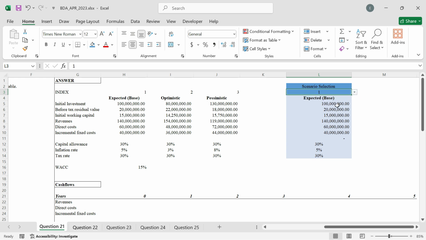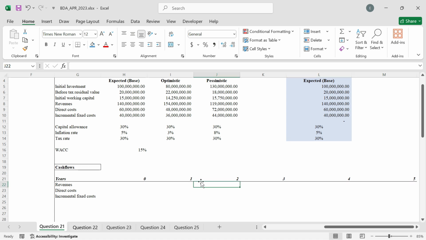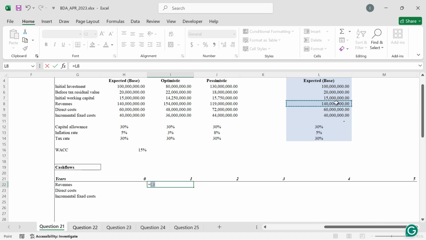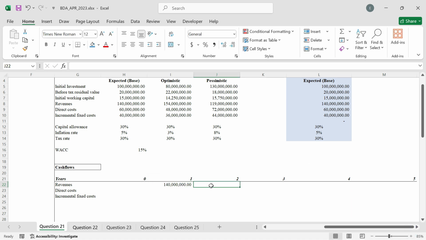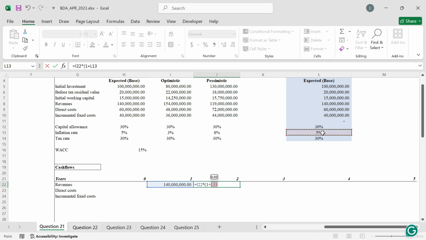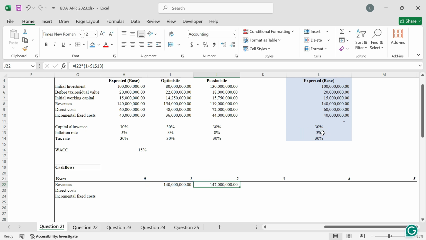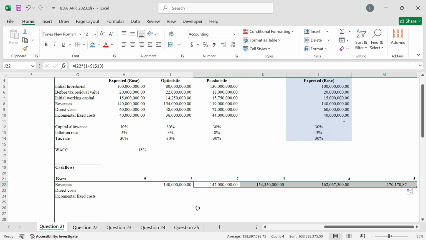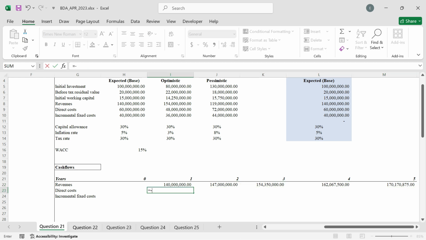I'll work with scenario 1. My revenue in year 1 is given as 140. This grows at a rate of inflation, so equal previous year multiplied by 1 plus my rate of inflation, which I know, and copy this across. My direct costs equal minus 60 million, which also grows at a rate of inflation, so equal the previous year multiplied by 1 plus my rate of inflation, which I lock.